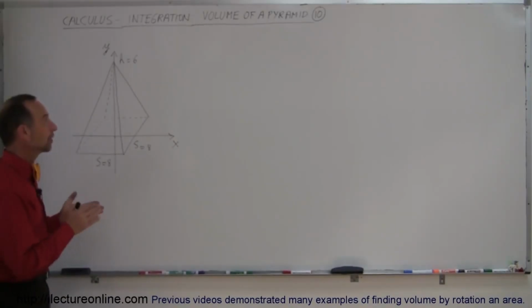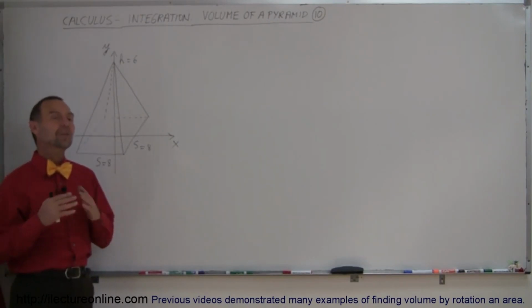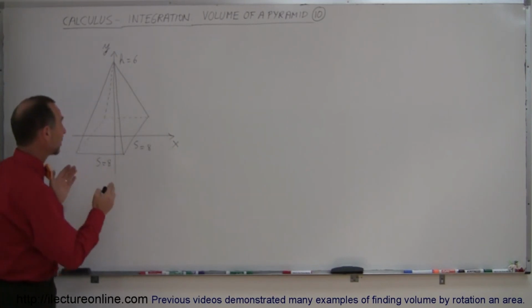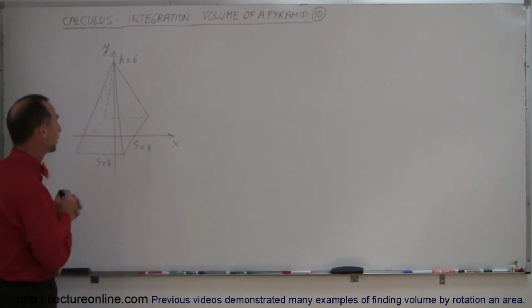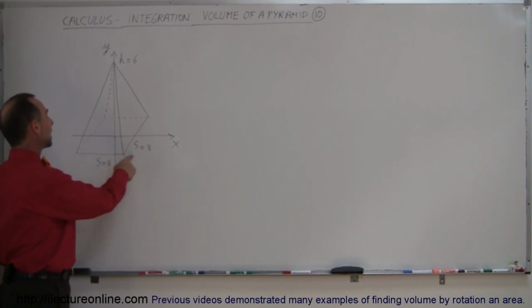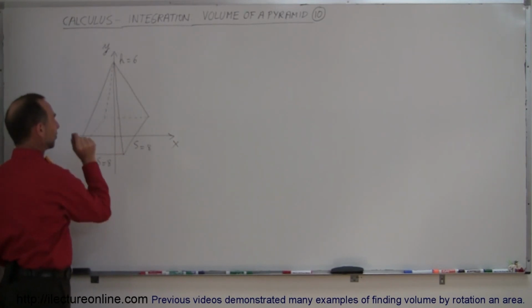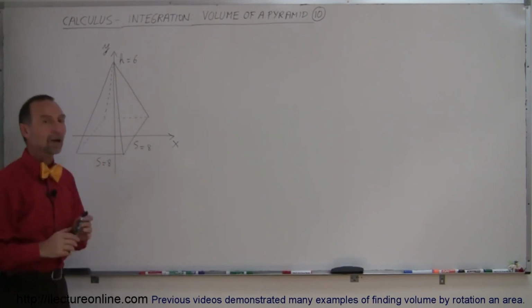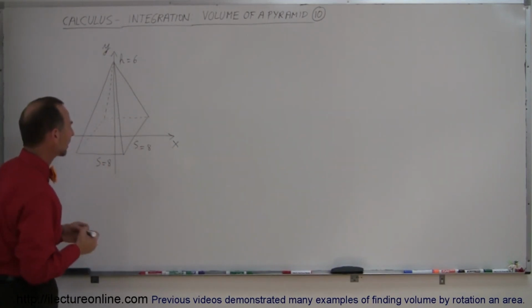And here we're doing another example of how to find the volume of something, but here instead of rotating an area around an axis, we're simply going to find the volume of a square base pyramid. The base of the pyramid is 8 by 8, the height is 6, and the center of the base is located at where the x and the y-axis cross. So how do we find the volume of something like this?